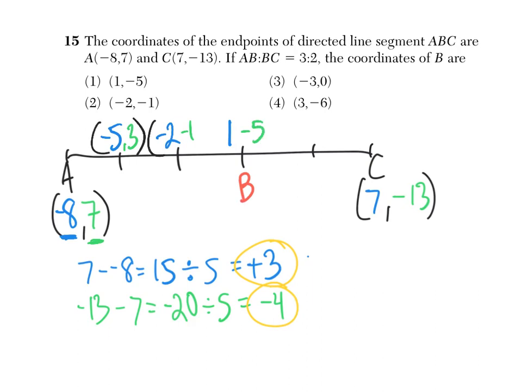All right, so now when we look at the coordinates, we figured out what the coordinate is for B. It's 1 comma negative 5. Is that an option? It sure is. It's option number 1.